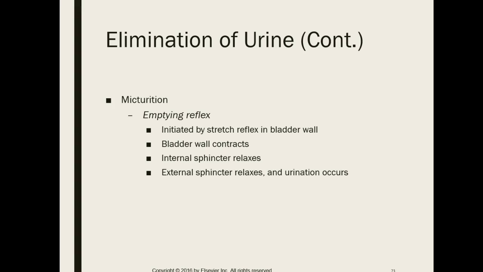So the emptying reflex is what occurs when we void or urinate. This is a process that can be voluntarily suppressed until the bladder is filled to capacity, and then control would be lost. It's initiated by the stretch reflex in the bladder. The bladder is going to stretch to a certain size, and then the bladder wall is going to contract. When that occurs, the internal sphincter relaxes. That is the involuntary part, and then we voluntarily relax the external sphincter and urination occurs.